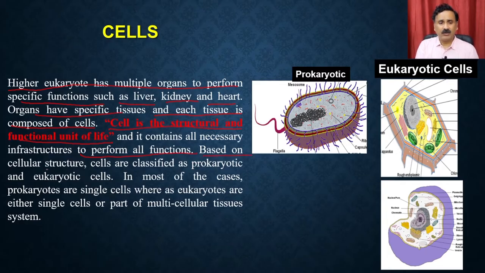Based on cellular structure, cells are classified as either prokaryotic cells or eukaryotic cells. What you see here is a prokaryotic cell, which is a bacterial cell, and I have taken two examples of the eukaryotic cell: a plant cell and an animal cell. In most cases, prokaryotic cells are single cells, whereas eukaryotes are either single cells or part of a multicellular tissue system.